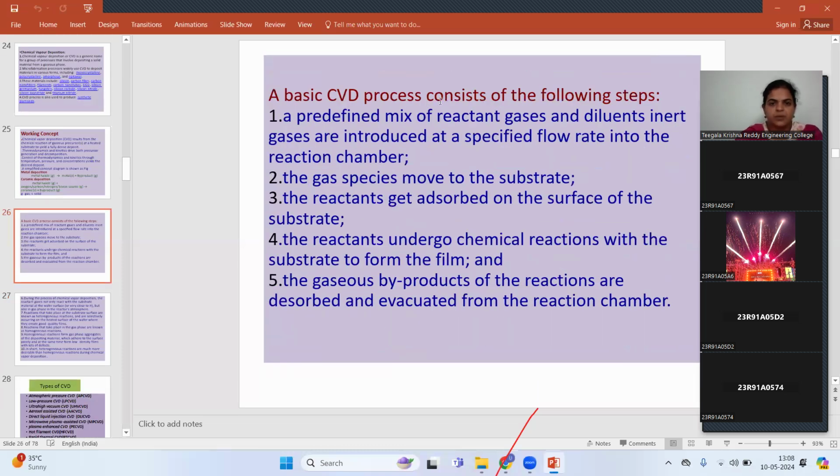A basic CVD process consists of the following steps: a predefined mix of reactant gases and diluents, inert gases, are introduced at a specified flow rate into the reaction chamber, and the gas species move to the substrate. The reactants get adsorbed on the surface of the substrate. The reactants undergo chemical reactions with the substrate to form the film, and the gaseous byproducts of the reactions are desorbed and evacuated from the reaction chamber.